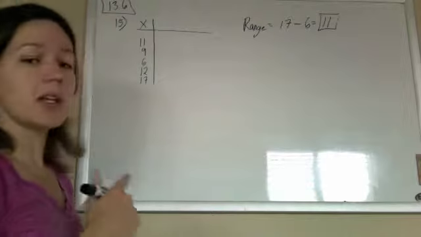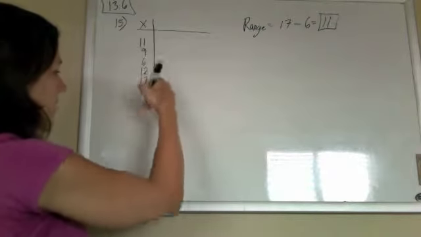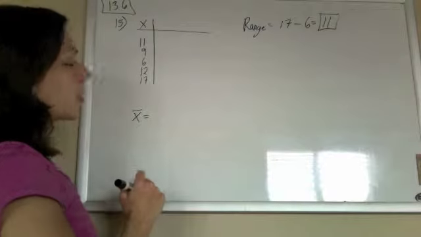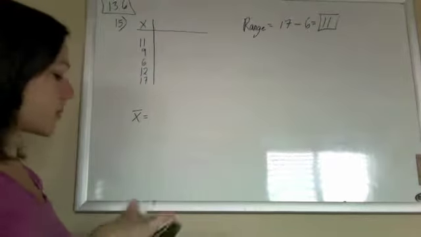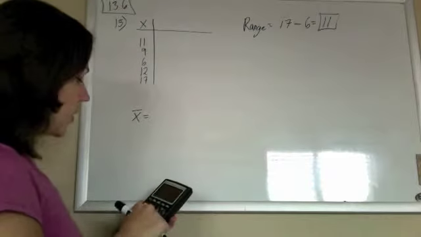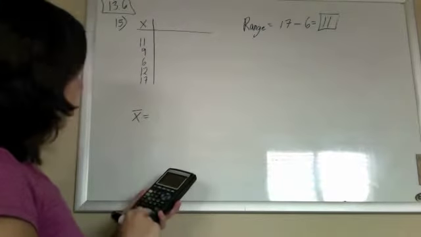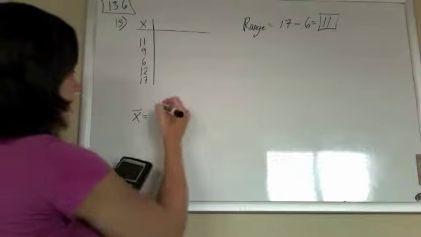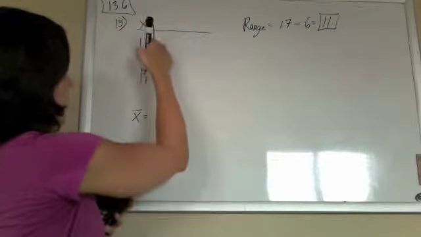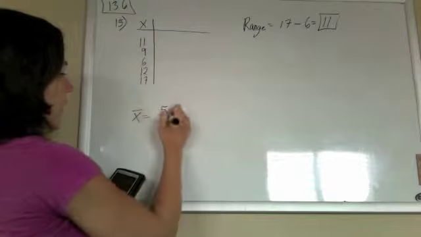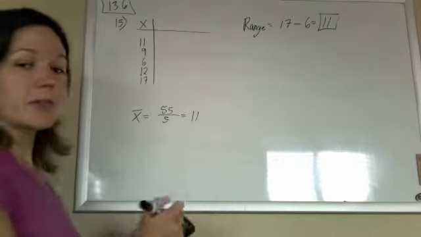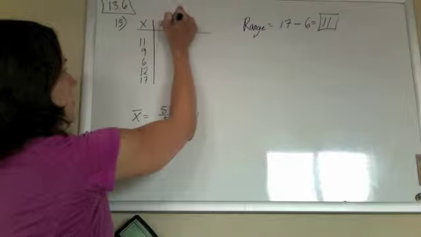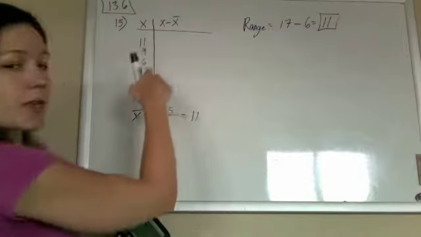We need to find the mean first. So we need to find the average of these numbers first. And we're just going to take them, add them all up, and divide by how much we have. So 11 plus 9 plus 6 plus 12 plus 17 is 55. Divided by 1, 2, 3, 4, 5 is 11. So our mean is 11, and we want to find each number's difference from the mean.